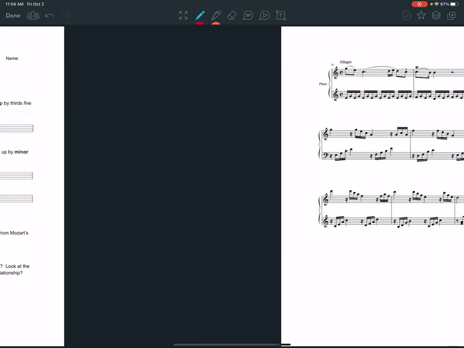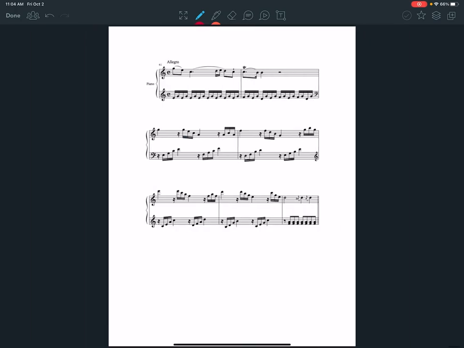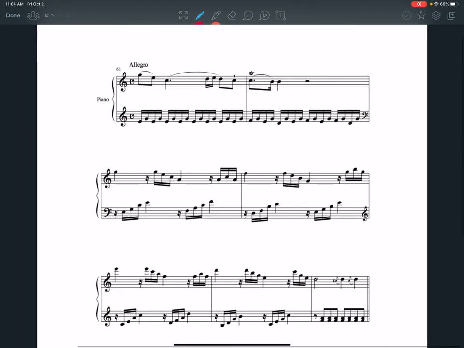On the back here, say down here, analyze Mozart's Piano Sonata K545. There's your listening. Make sure you listen to it. And then what is the sequence? That is, what is the pattern the chords are making? Look at the roots of the chords, not the bass of the chords after you analyze them. So I'm not necessarily saying what is the bass motion, like how are the bass notes moving, but what are the roots of these chords?